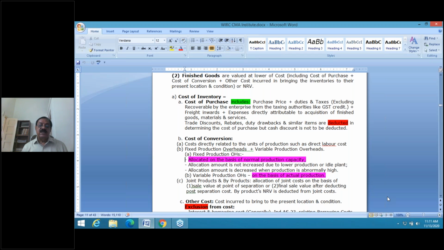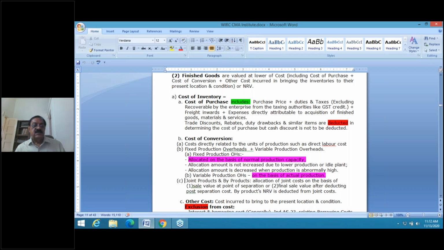Now suppose instead of 1 lakh, due to some reasons, sluggish market, you were able to produce only 70,000 units. So you cannot increase your rate of FOAR, 10 lakhs divided by 70,000, that you cannot do. You will absorb at 10 rupees based on your normal production, and the remaining will be your loss under recovery. Variable production overheads are on the basis of actual production. So variable is on actual, fixed is on normal production, remember.